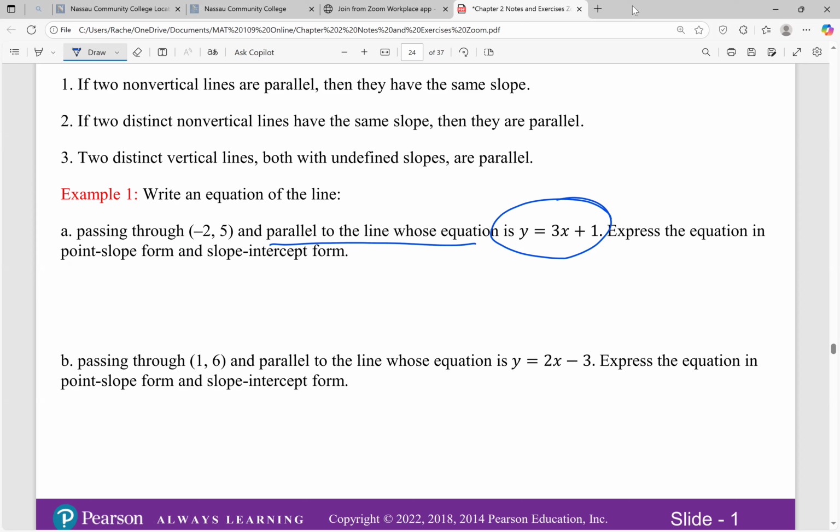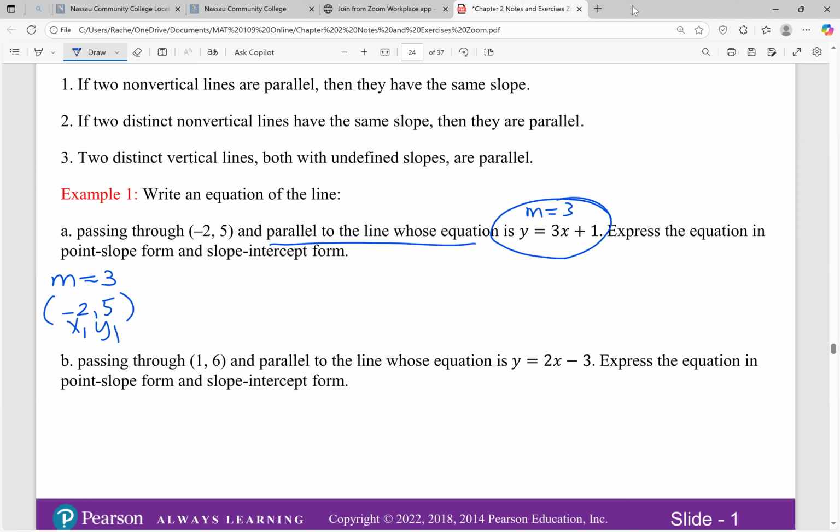Now, this line, y equals 3x plus 1, has a slope of 3. So then the equation of the line that we're trying to come up with also has to have a slope of 3 in order for them to be parallel. So we're looking for the equation of a line that has a slope of 3 and is going to go through the point (-2, 5), and we'll call that point x1, y1.